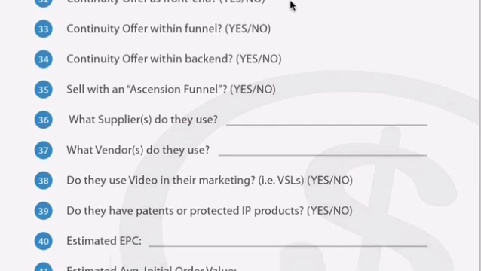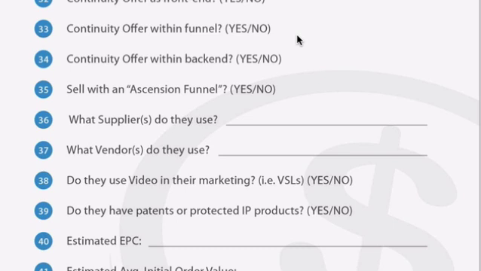Number 32 here, do they have a continuity offer as a front end? So are they selling something like a membership site, SaaS, something that's rebilled, as their front end? And the same thing with the next two questions. Do they offer continuity within the funnel, like as an upsell or downsell? And of course, do they offer it on the back end somewhere?